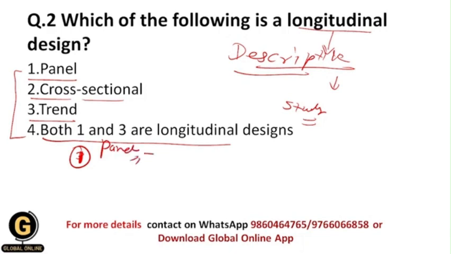Panel study is the type of longitudinal design in which the unit of analysis is observed at specific intervals over a long period of time. Now the second study is cohort. Within the cohort study, we collect information from a group of people who share specific characteristics.